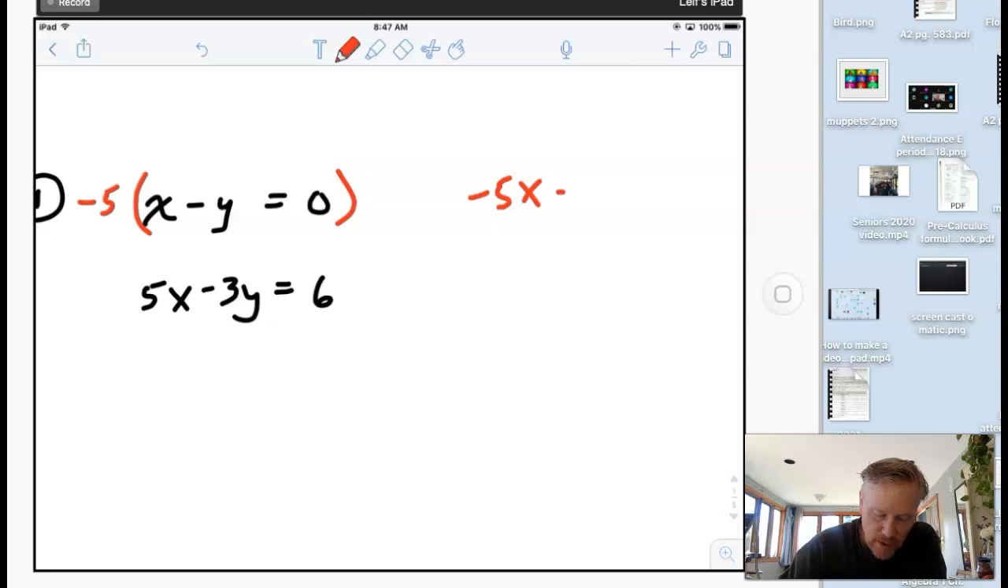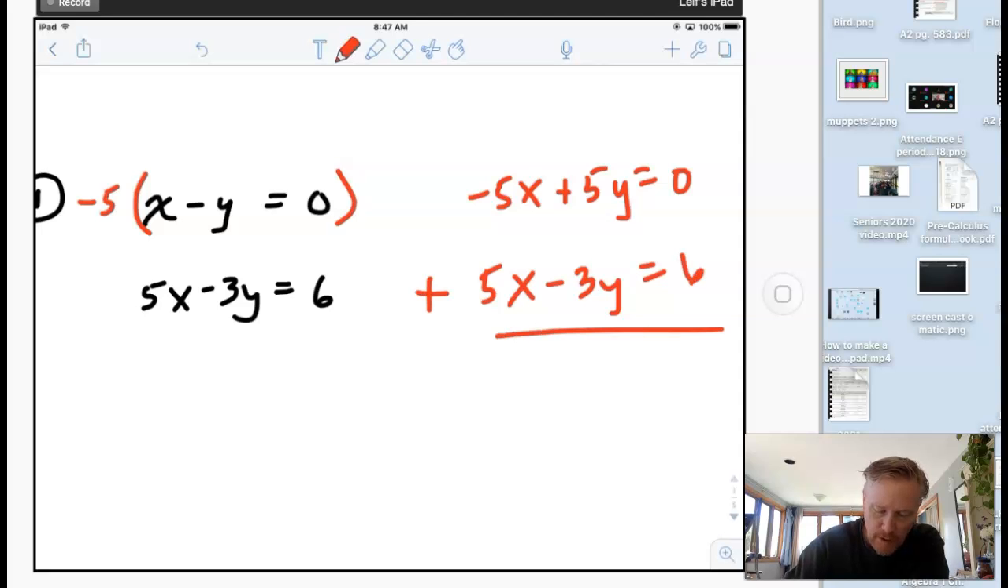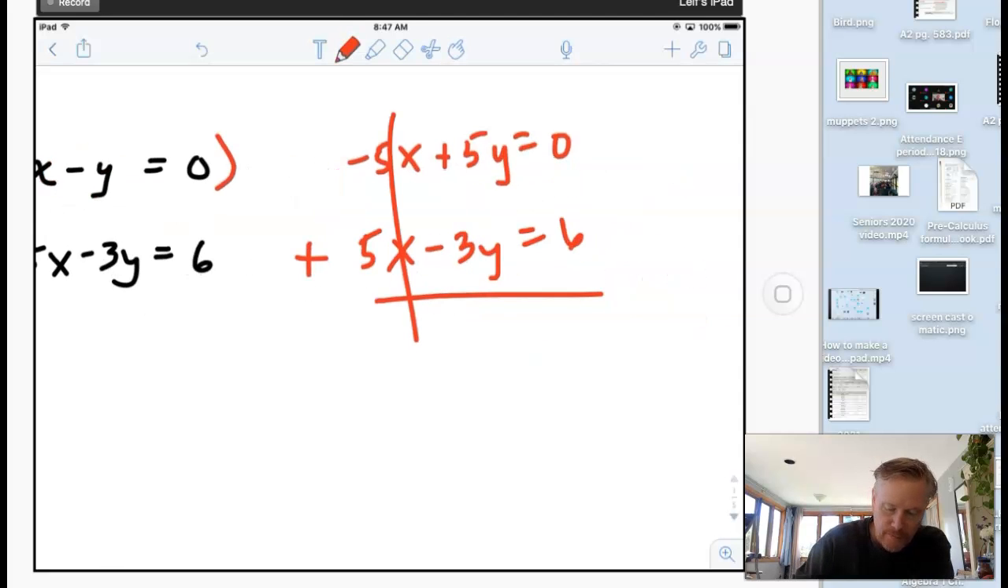Remember, you have to multiply everything by -5, including the 0. All right, so I get this. I'm just going to rewrite the other equation right below it, and then you add straight down, and those cancel. That gives me 2y equals 6, and so y equals 3.